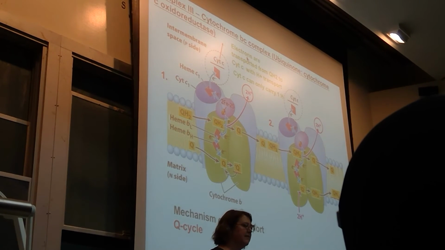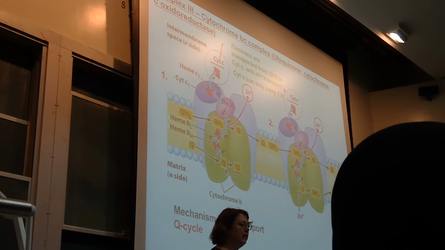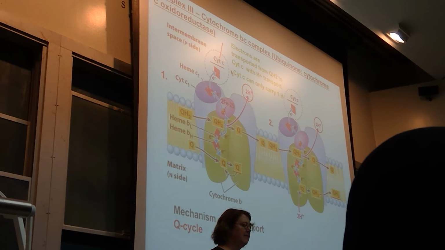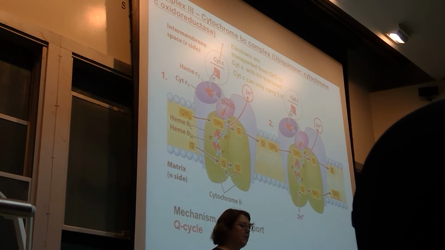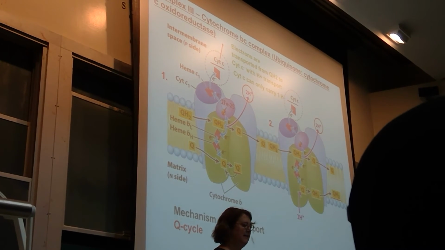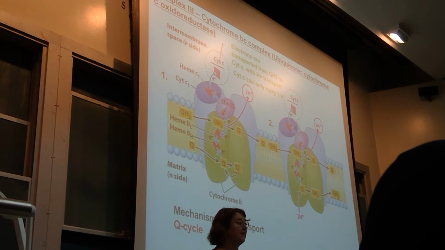So for complex 3, you have electrons transported from QH2 to cytochrome C, okay? So in this case, you have your QH2, and we're going to go through this, I know that's a lot here, and it's going to be transported to cytochrome C. There's a whole cycle called a Q cycle, so we'll talk through it.